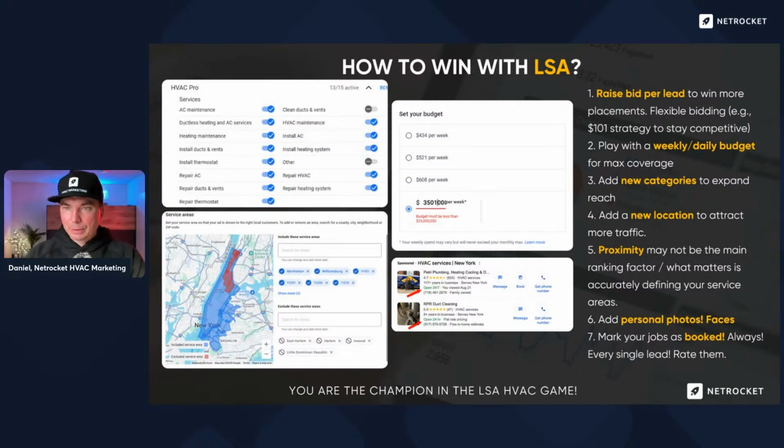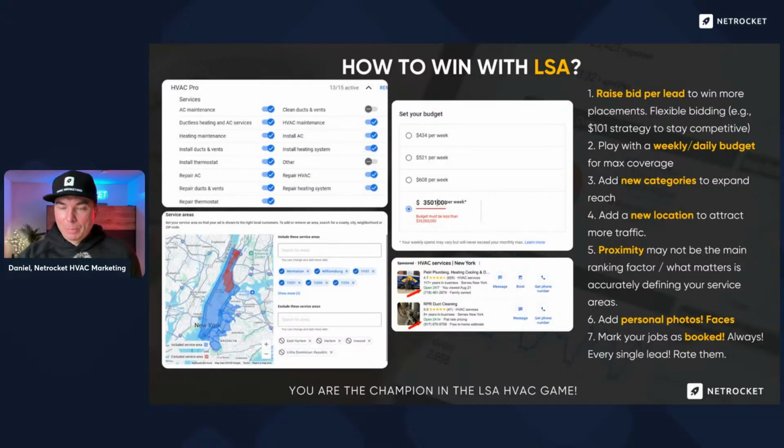Another thing is add new categories to expand reach. Add new locations to attract more traffic if you can, and if you're capable to, if you can serve more areas next to yours. Proximity may not be the main ranking factor. What matters right now is accurately defining your service areas which you can serve, so you will receive the leads and you will book the jobs. Add personal photos. This is what I was telling you about, the faces.